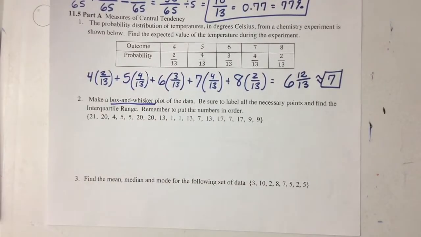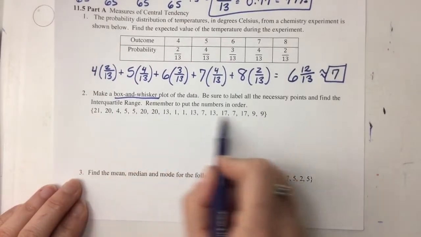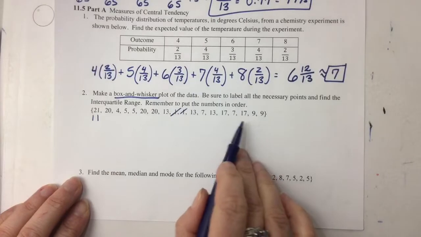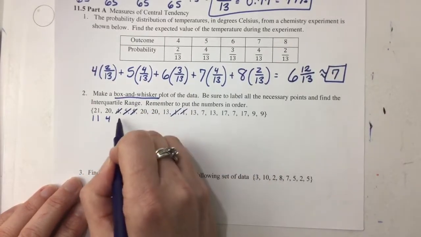Main thing here is make sure that you have your numbers in numerical order before you start. So the smallest number I see is a 1, and there are 2 of them. So you rewrite the 1 twice. I see 1 4, 1 2 5s.